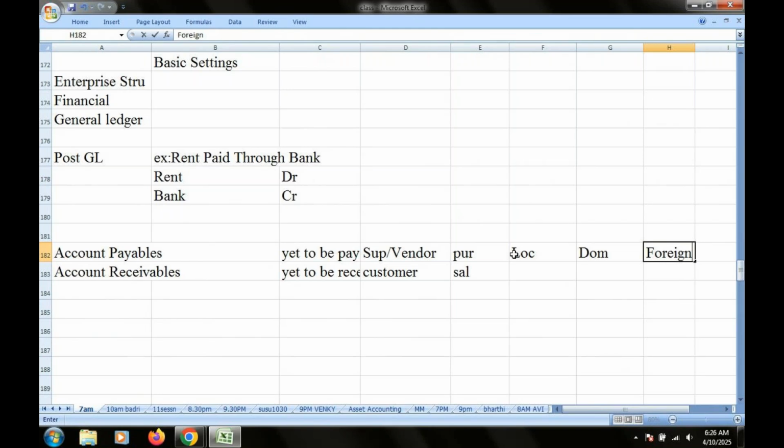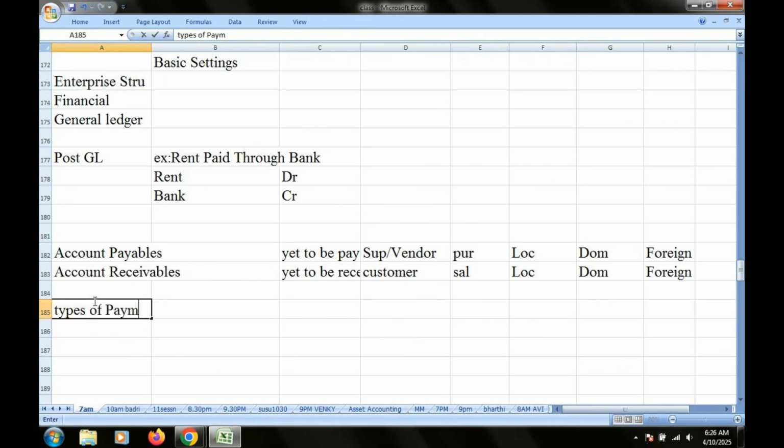Sometimes if the goods are not available within the local state, I can purchase from another state. Even if some goods are not available in our country, I mean to say in India, we can purchase from foreign. That's why we require these three types: local vendor, local customer, domestic vendor, domestic customer, foreign vendor, foreign customer. After that, how to raise the purchase invoice and the sales invoice, we are also covering. Then types of payments.